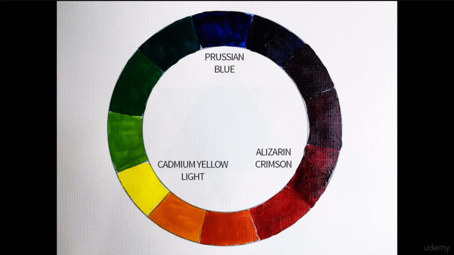So we know from color theory that blue and red make a violet, but what violet is actually made is heavily dependent on the pigment of the primaries that are used.